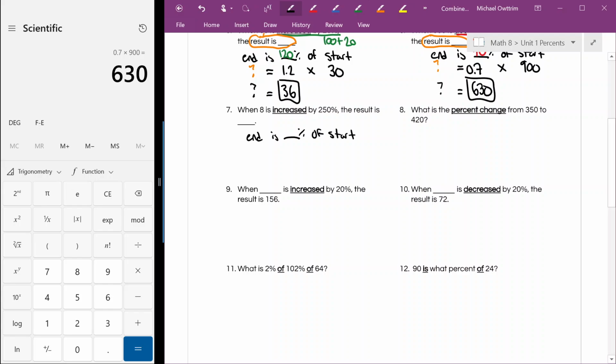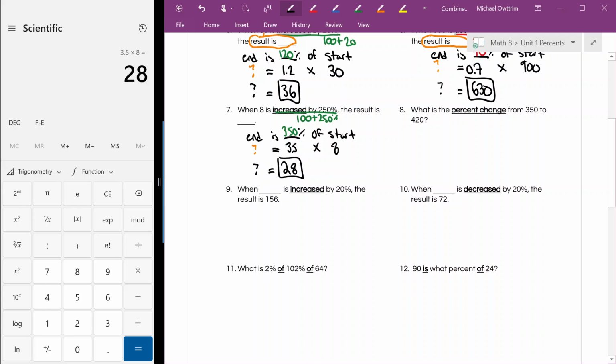Now, since we're increasing, we're going to be adding to 100. And so we'll say after a 250% increase, we have 350% of the start. Now again, we don't know what the result is. They say the result is blank, and so our end is our unknown. Is means equals. 350% is 350 out of 100, which is 3.50 as a decimal, which is just 3.5 times, and my start number is 8. So I'll do my calculation of 3.5 times 8, and that gives me my 28.